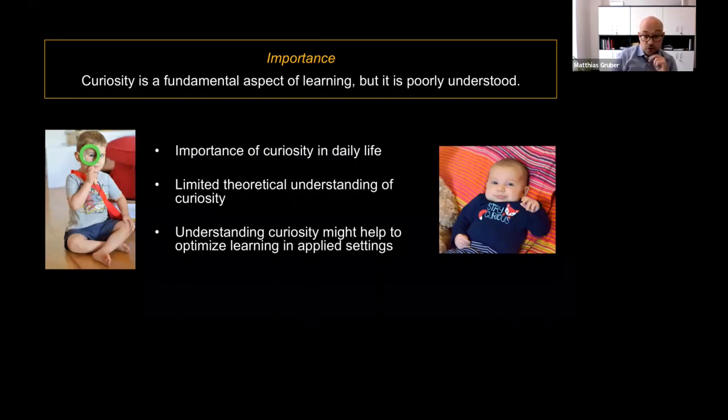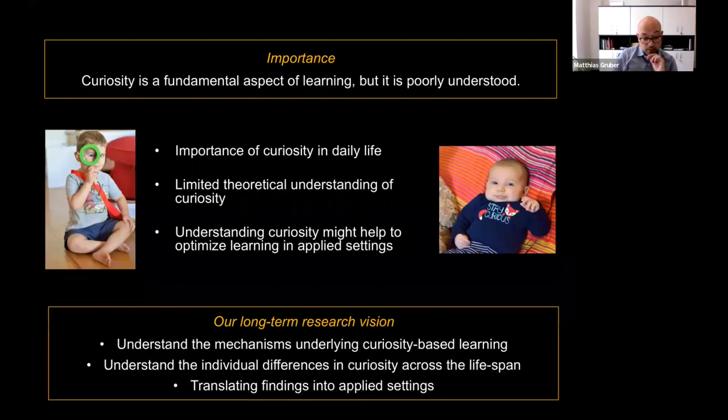So the long-term research vision in my group at the moment is to understand the mechanisms underlying curiosity and curiosity-based learning, and to understand the individual differences. As we all know, there are many individual differences in curiosity and how that changes across the lifespan, and hopefully then to translate these more basic research findings into applied settings. So I'm trying today to show you for each of these points basically one data set, how we're trying to achieve this.